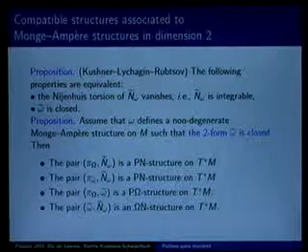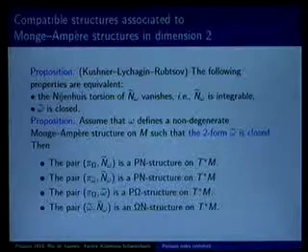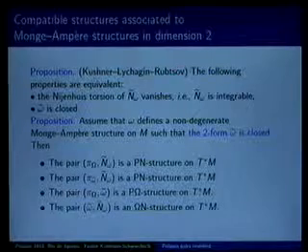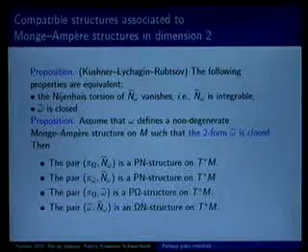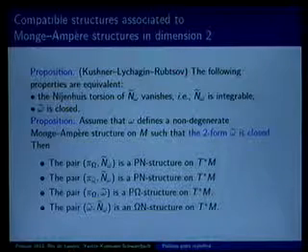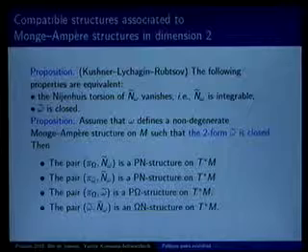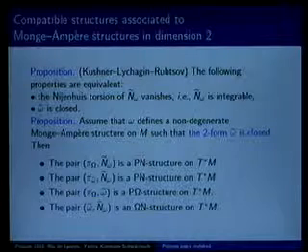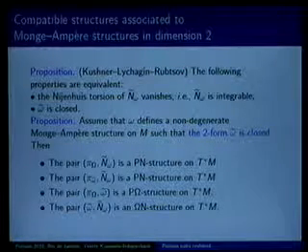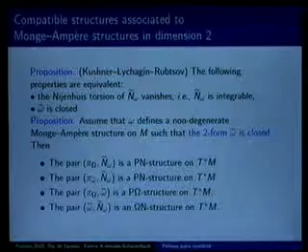If we're in the case of a non-degenerate Monge-Ampère structure on a manifold of dimension 2, such that in addition the two-form omega tilde is closed, then we get this list of examples: Pn structure, Pn structure, P omega structure, omega n structure. The compatibility conditions are automatically satisfied.